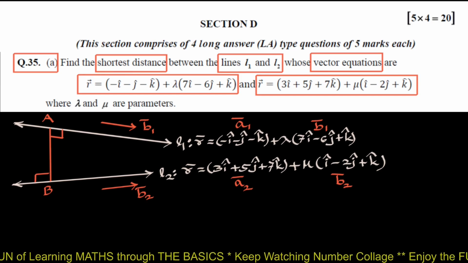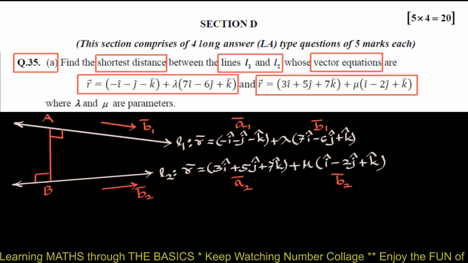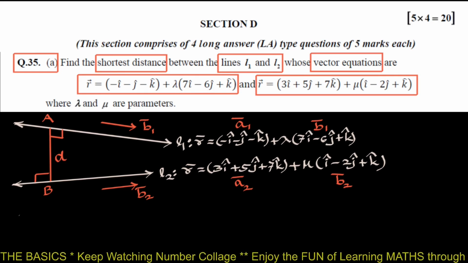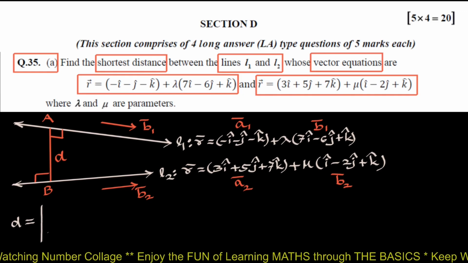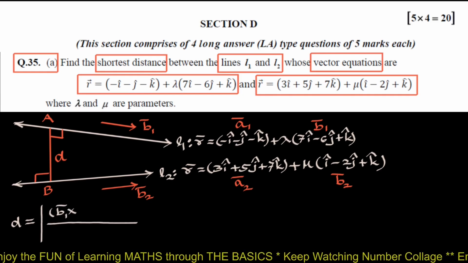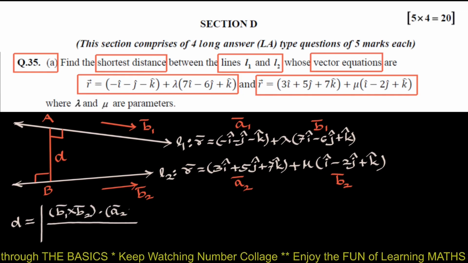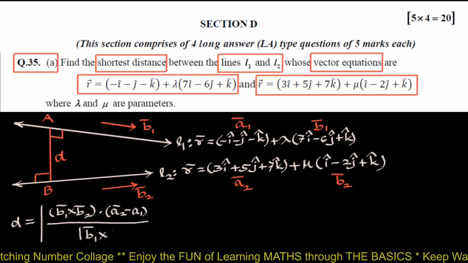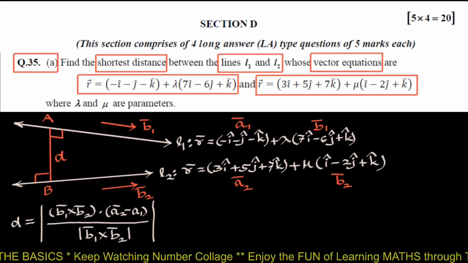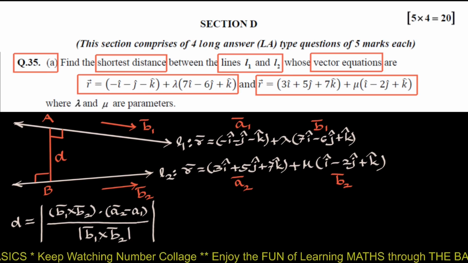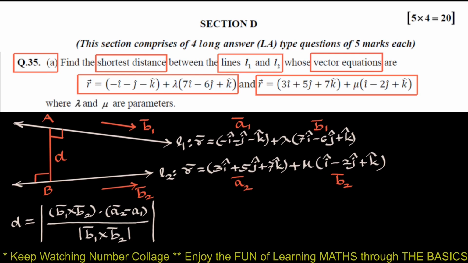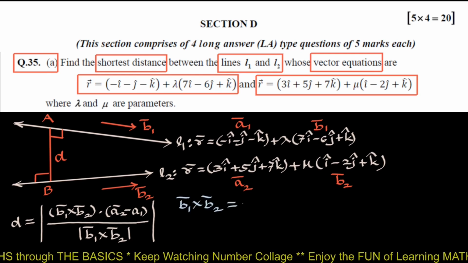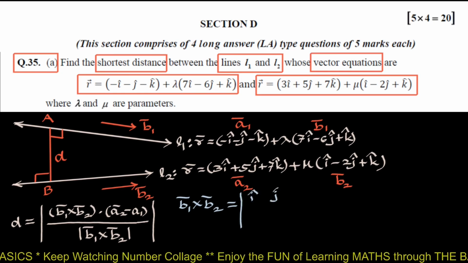Now we have a formula for the shortest distance D, that is distance AB, as D equals mod of [(B1 bar cross B2 bar) dot (A2 bar minus A1 bar)] upon mod of B1 bar cross B2 bar. We will find these quantities separately and substitute in this formula. So first let us find B1 bar cross B2 bar. That will be the determinant i cap, j cap, k cap.